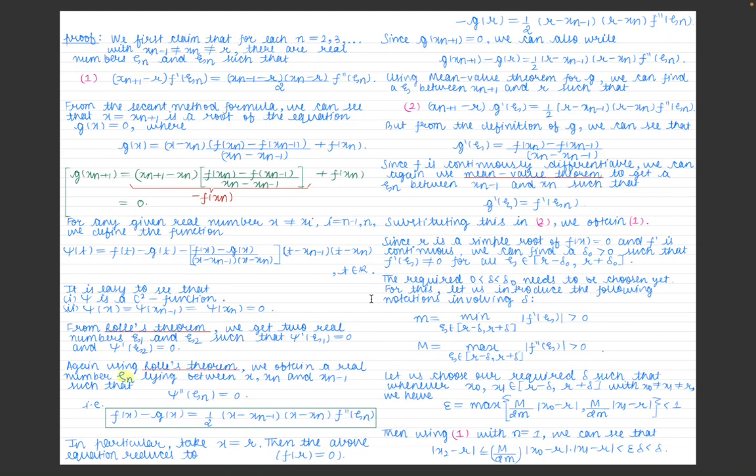Now if you compute xi double dash of zeta n, what will it be? I'm writing it directly: f of x minus g of x is equal to half of (x minus xn minus 1) times (x minus xn) times f double dash of zeta n. You just take your time and verify this.